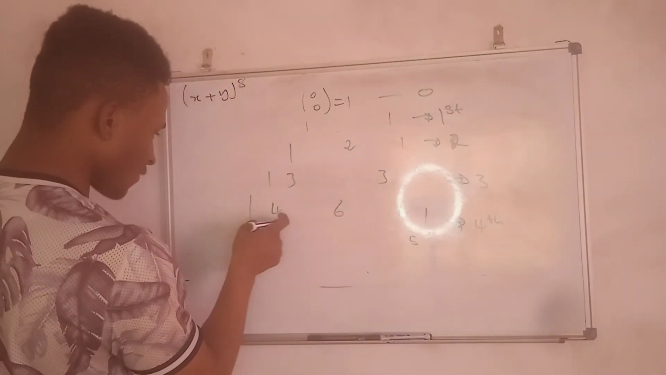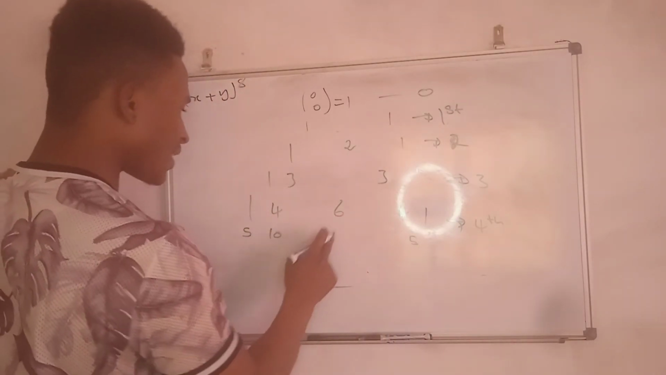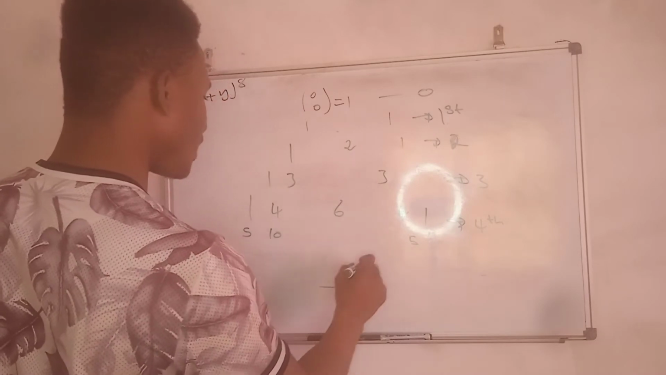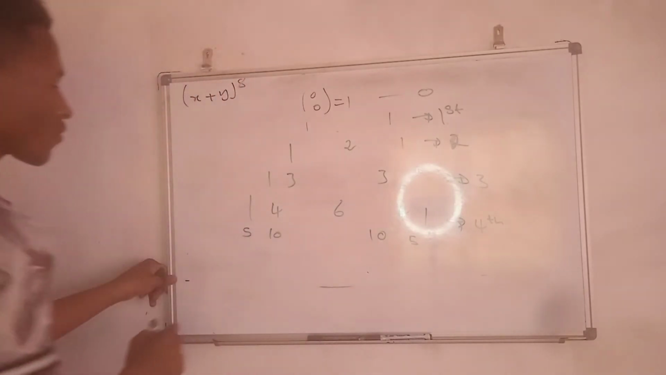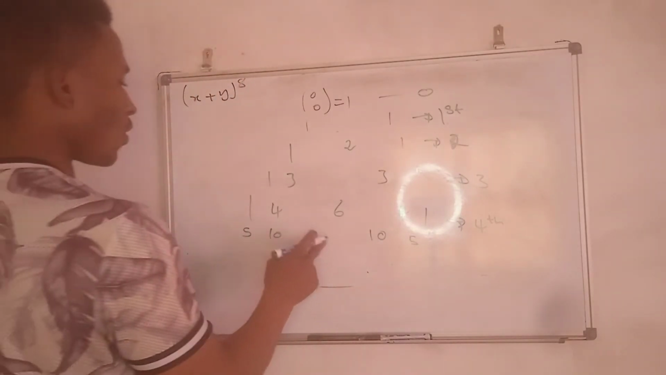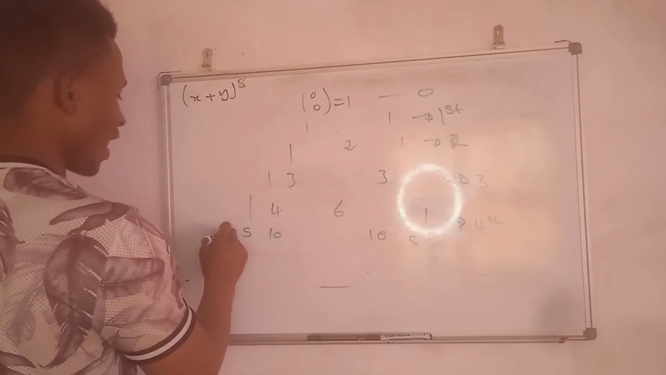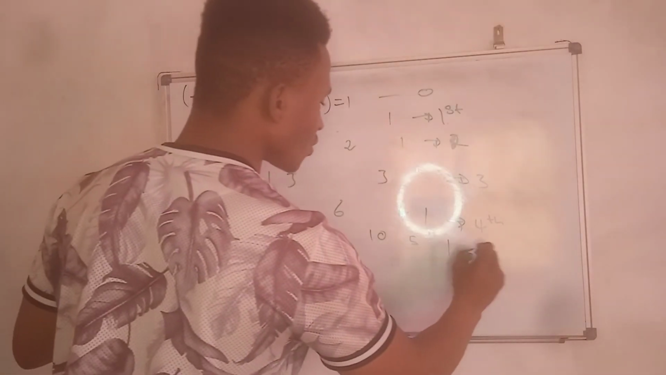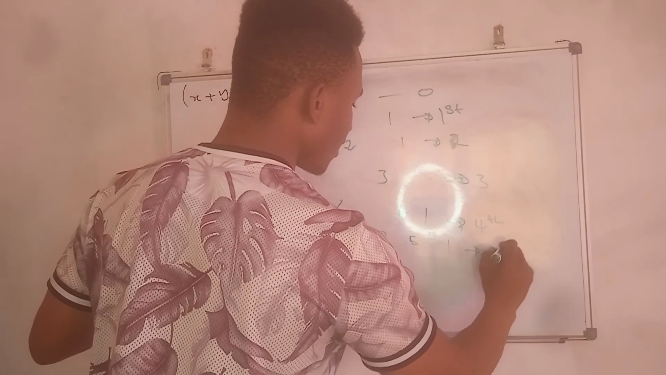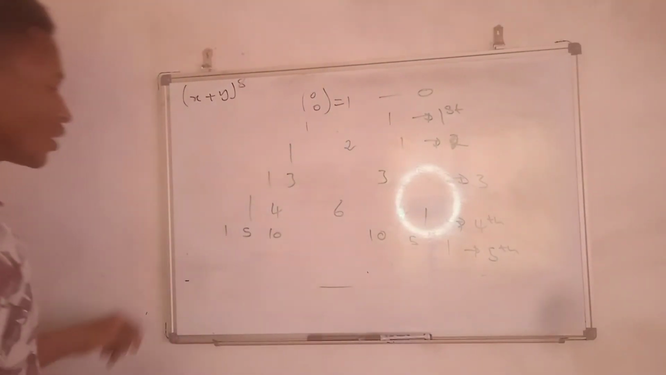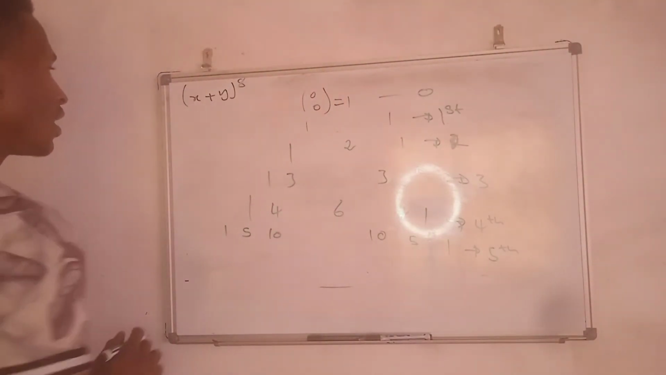So 6 plus 4 is going to be 10. But 6 plus 4 is going to be 10 again. And then I'm adding 1 here. I'm also adding 1 here. And then this will be my fifth.